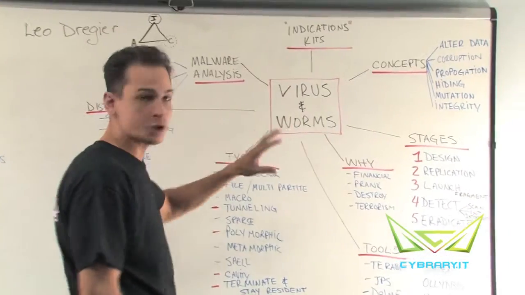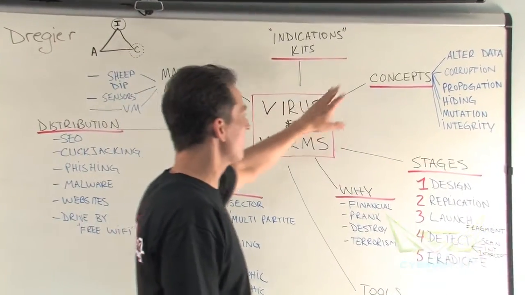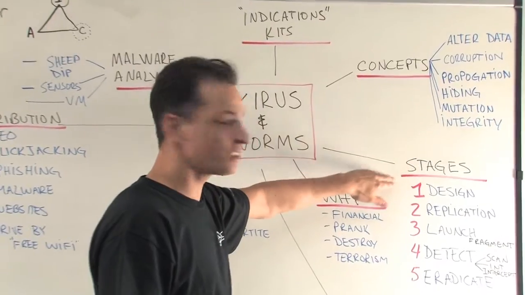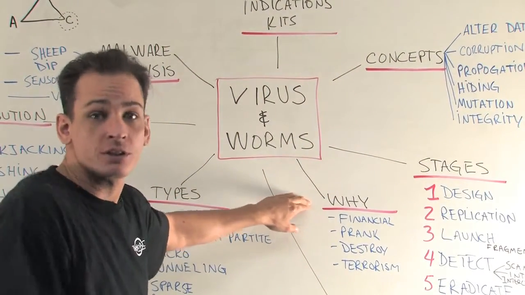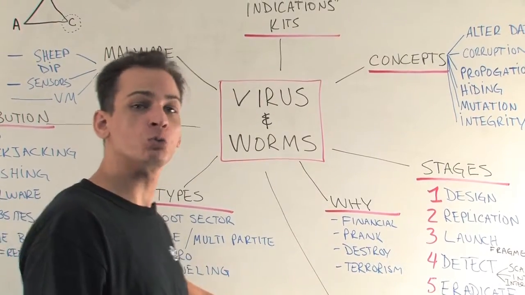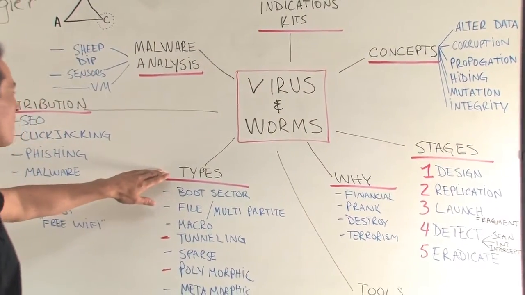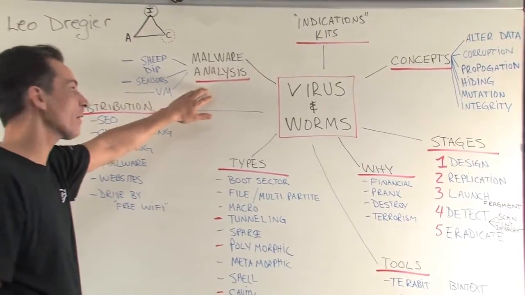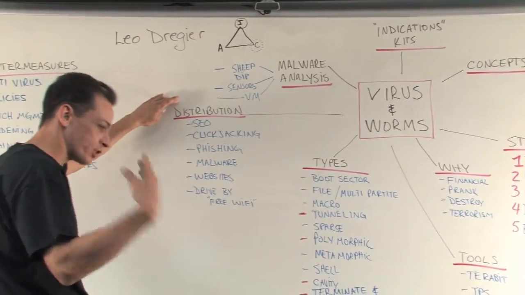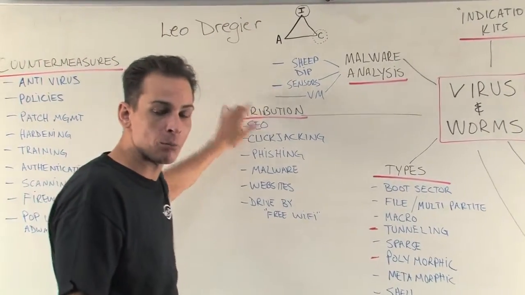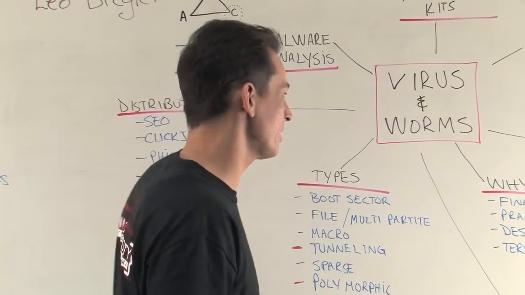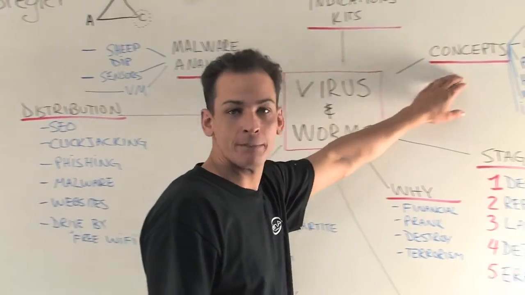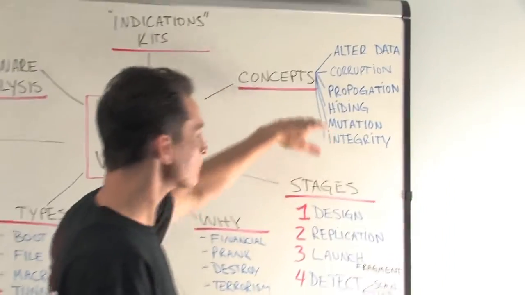So a couple major components here. We've got the basic concepts we'll cover, the different stages of a virus, why did people even do this in the first place, the different tools which we can use, the different types. We'll talk a little bit about malware analysis, and then the distribution techniques, and then we'll wrap up with some of the countermeasures that are probably most commonly used in the industry. So let's start talking about some of the major concepts first.